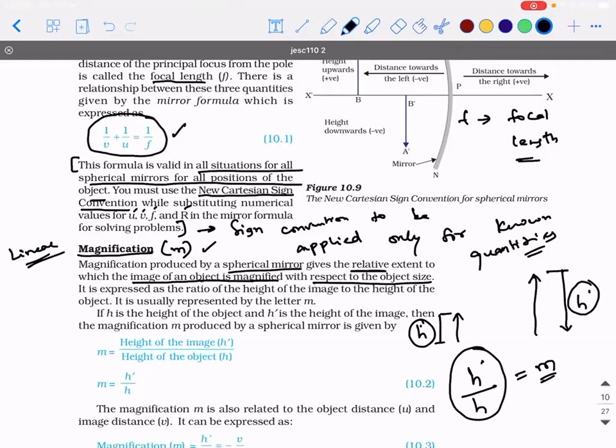Magnification's definition is like this. It is expressed as the ratio of the height of the image to the height of the object, and it is usually represented by the letter small m. Clear? So this is the formula, guys. Make a note.